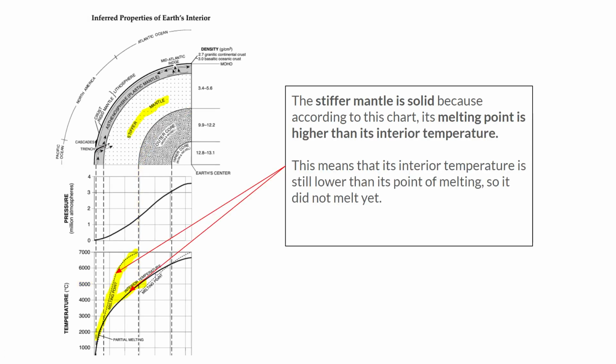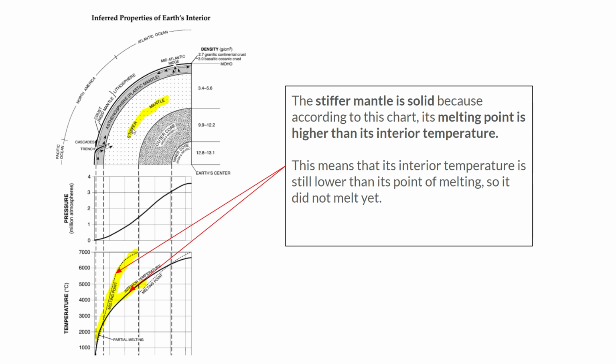Now, how do I know which layer is solid and which layer is liquid? This is also shown in your reference table right here. You just have to notice what the melting point and the interior temperature is. So the interior temperature line, this line right here, shows you the actual temperature of the layer, and the melting point shows you the temperature at which that layer will melt or become a liquid.